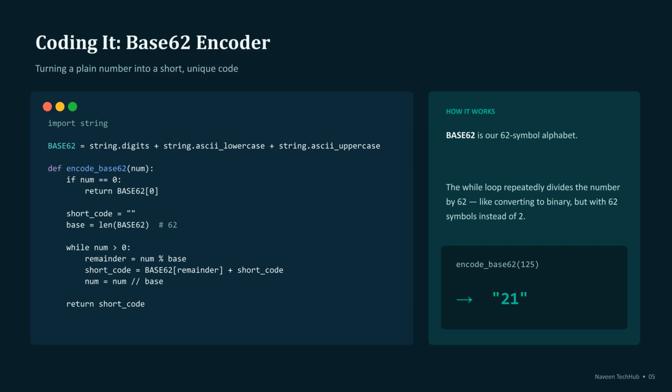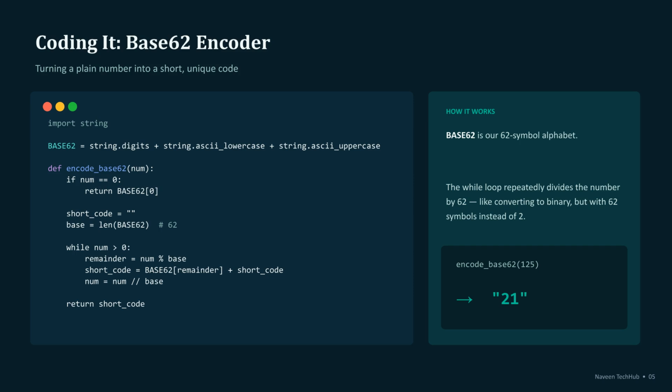Why? 125 divided by 62 gives quotient 2 and remainder 1. Remainder 1 maps to character 1. Now the number becomes 2. 2 divided by 62 gives quotient 0 and remainder 2. Remainder 2 maps to character 2. So the final code becomes 21.